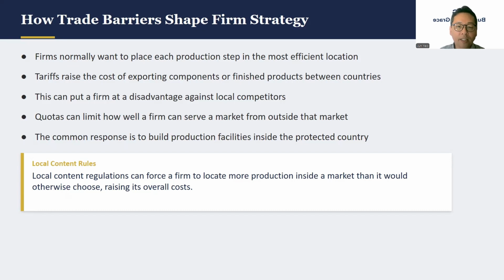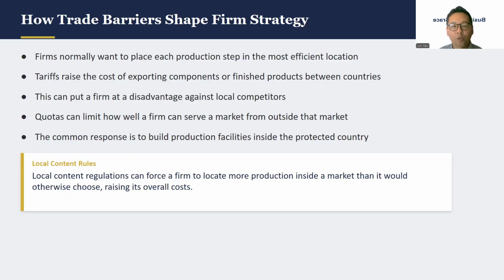Quotas create a similar problem. They limit how much a firm can sell into a country from outside its borders. In both cases, firms often respond the same way. They build production facilities inside the country that's imposing the barrier, even if that raises their production costs. Local content regulations push firms even further in this direction, forcing more of the production process to happen inside the given market than the firm would otherwise prefer.